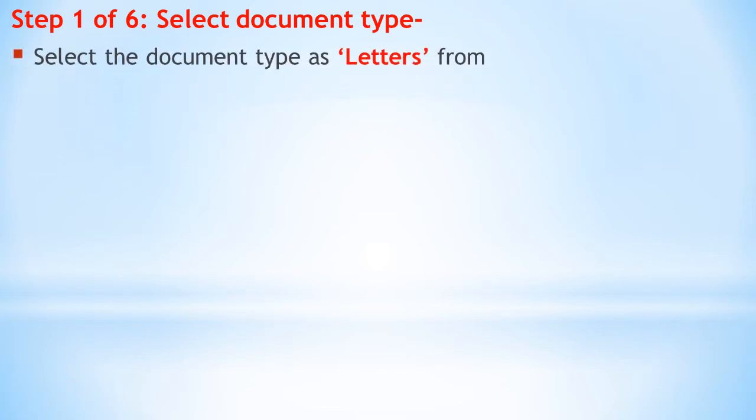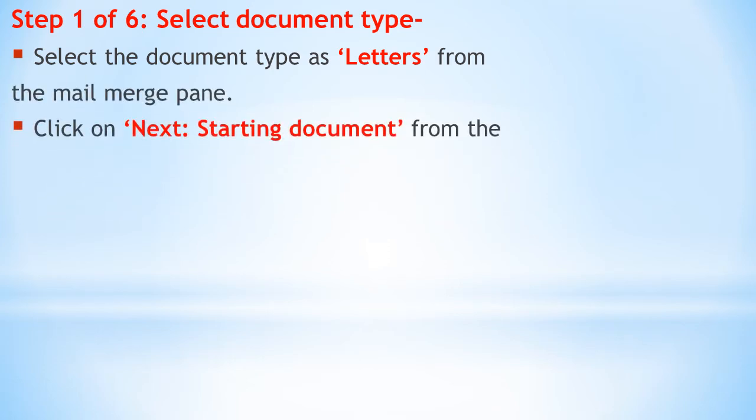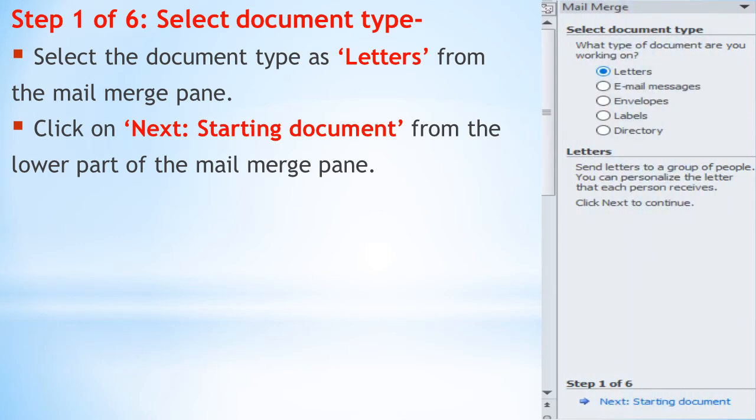Afterwards, on the right side of your MS Word you will get one extra pane. In that pane you need to select the document type as letters from the mail merge pane, and next click on Next: Starting document from the lower part of the mail merge pane. Look at this window. This is a mail merge pane. For the first step you need to click on letters. In select the document type, so many options will be there, right? In that you need to click on letters first. Afterwards you can see downwards, Next: Starting document, it will go to the next step. Now the first step is completed.